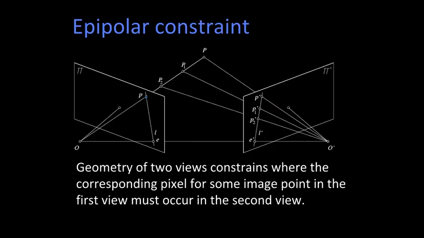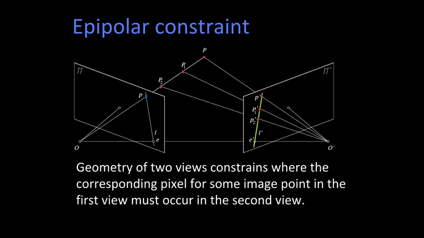So looking at this geometry a little more carefully, the geometry of two views constrains where the corresponding pixel will be. So the point P that projects into the image, well, it could be out here in the world, that red point P. Or it could be at P1, or it could be at P2, or it could be anywhere along that ray in the left image which projects to that line in the right image.